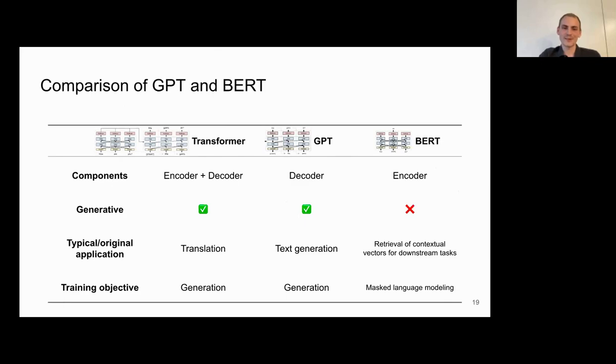Typical application is hard to say because in the meantime, everything is being used for every application. BERT is being used to generate text as well, and there's this paper, BERT has a mouth and it must speak. So take it with a grain of salt. It's the original application: Transformer for translation, GPT for text generation, and BERT essentially for retrieving these vectors that capture a word in its context for downstream tasks. And lastly, the objective I already mentioned partly. The Transformer has the generation in the decoder, GPT kind of the same, and then BERT uses masked language modeling, where you remove a word and the model tries to predict it.